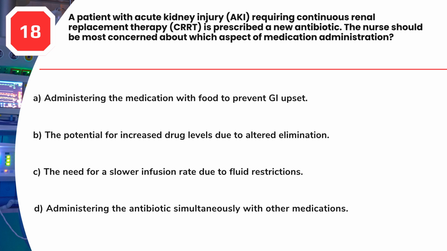Question 18. A patient with acute kidney injury, AKI, requiring continuous renal replacement therapy, CRRT, is prescribed a new antibiotic. The nurse should be most concerned about which aspect of medication administration? A. Administering the medication with food to prevent GI upset. B. The potential for increased drug levels due to altered elimination. C. The need for a slower infusion rate due to fluid restrictions. D. Administering the antibiotic simultaneously with other medications.